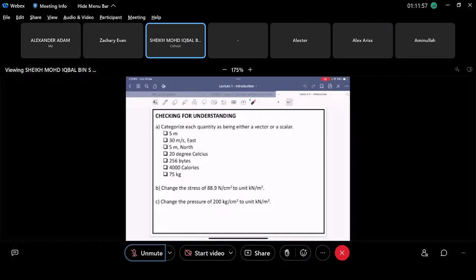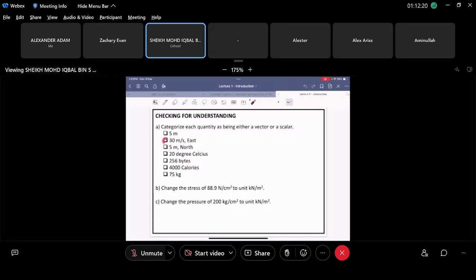So you can categorize each quantity as being either a vector or a scalar. So 5 meter is what? Vector or scalar? Anyone? 5 meter? Anyone? It is a scalar. Scalar. Yes, it is a scalar.